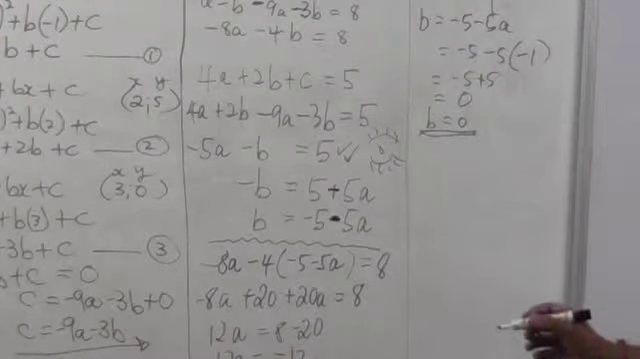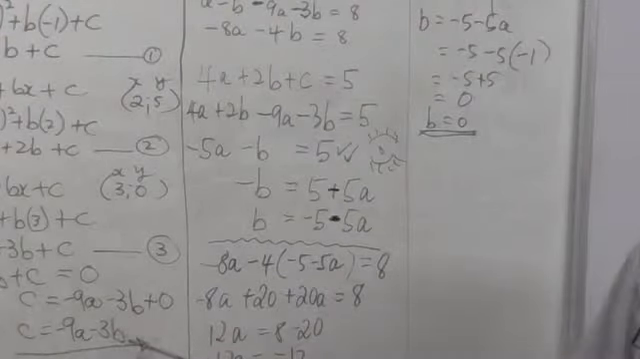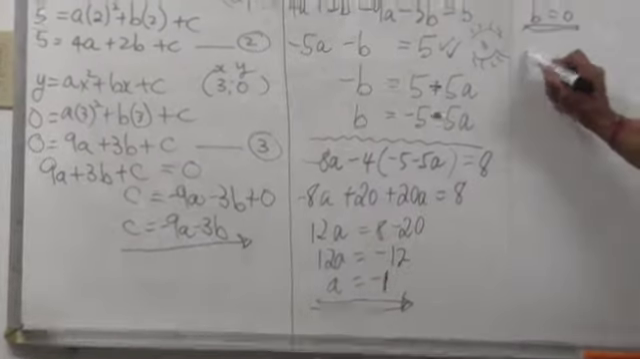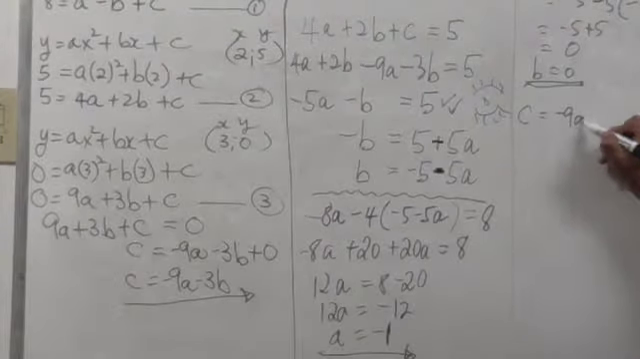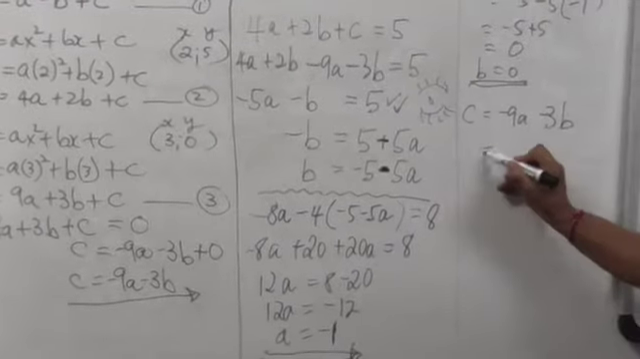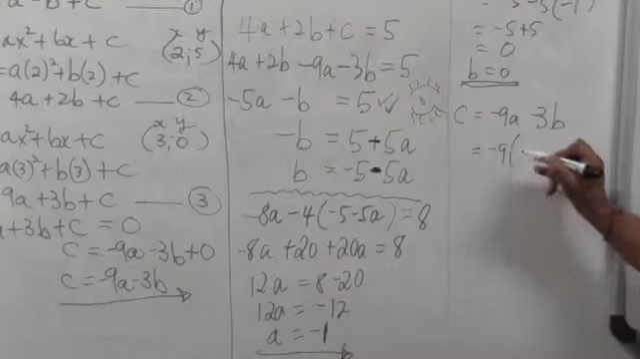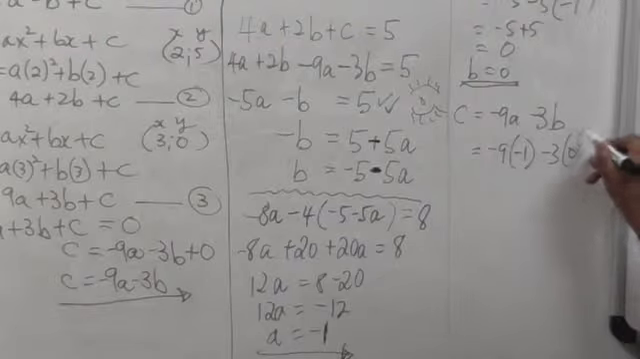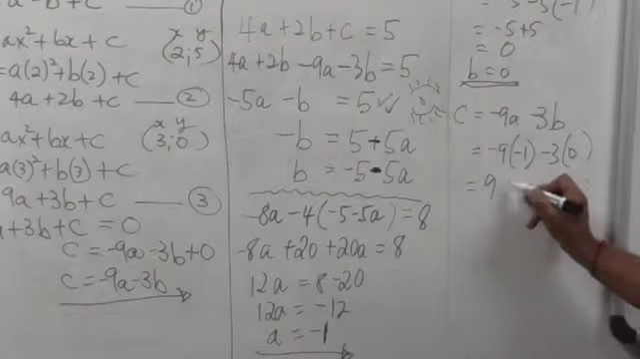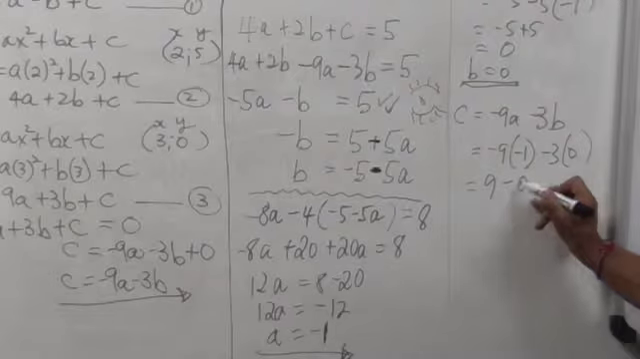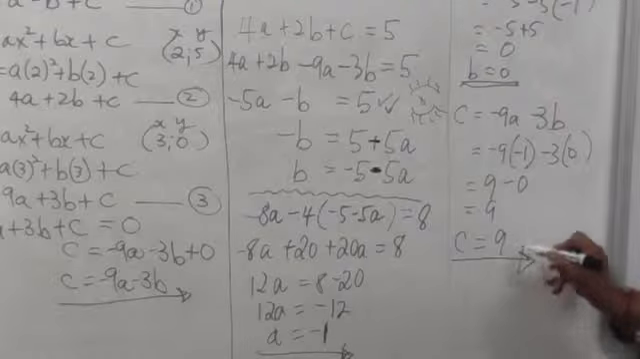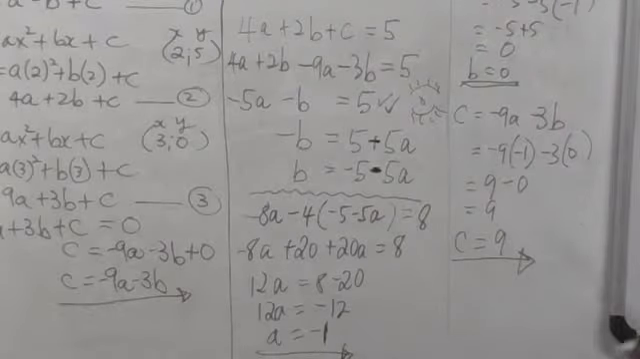A is minus 1. Now you want C. C is minus 9A minus 3B. So it will be minus 9 into A, which is minus 1, minus 3 into B, which is 0, which will give you 9 minus 0, which is 9. So C is equal to 9. So you have found A, B and C. A is minus 1, B is 0 and C is 9.